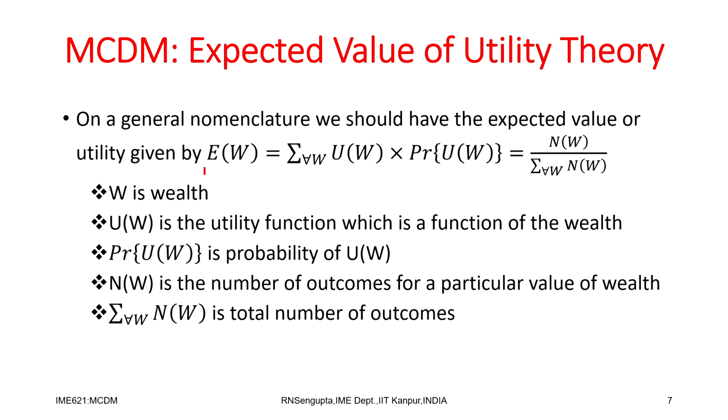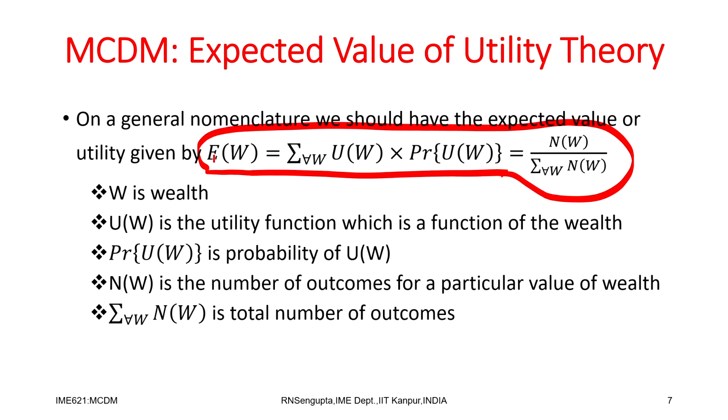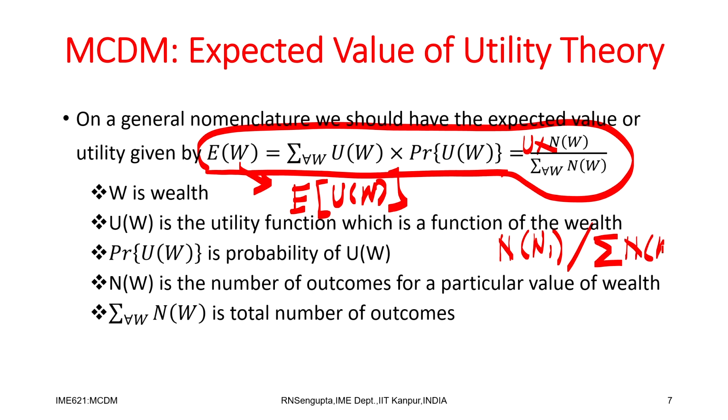expected value of utility, which is given by this. So, in many of the examples you will see, this would be denoted by E of U(W). Expected value of utility is given by the utility function multiplied by the probability, and in this case you will have the utility multiplied by the ratio of the number of outcomes which supports N(W). So, consider that W is the wealth, so wealth can be W1, W2, W3, and so on. The corresponding values would be given by N, the number of outcomes for wealth 1, divided by the total summation of all the outcomes based on the values of W it can take.